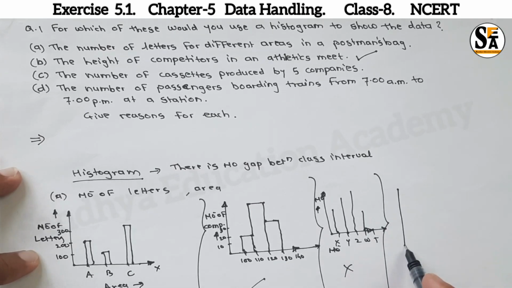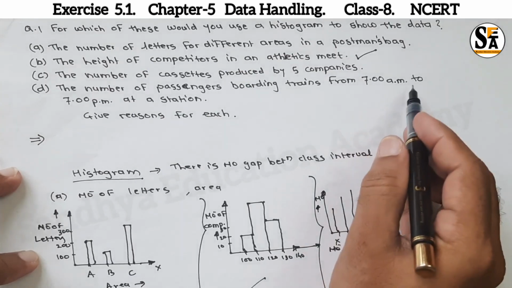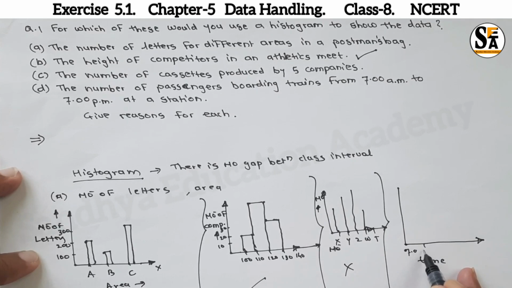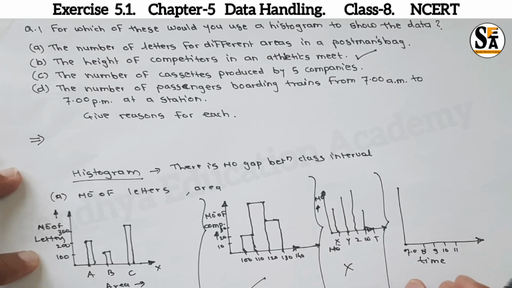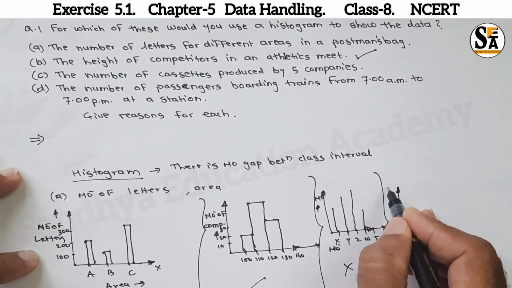Here if we draw a graph like this, on the x-axis we can write time, and time we can put in a class interval. Suppose 7 am to 7 pm is given. Suppose this is 7 and here is 8, 9, 10. A 1 hour interval we can put like this. So our class interval is 1 hour, and the number of trains here in the y direction.